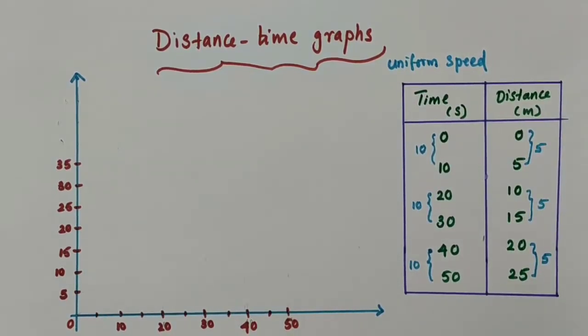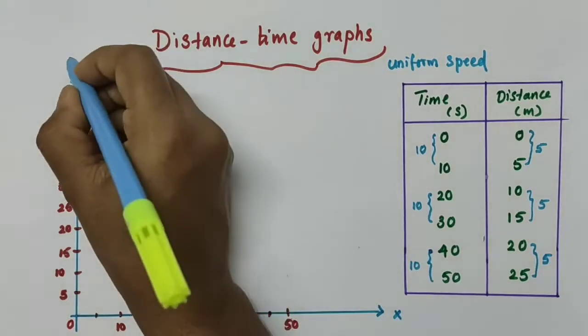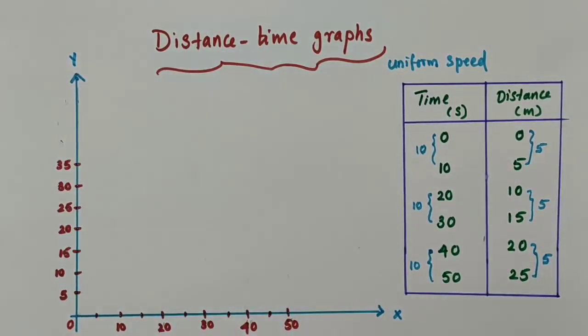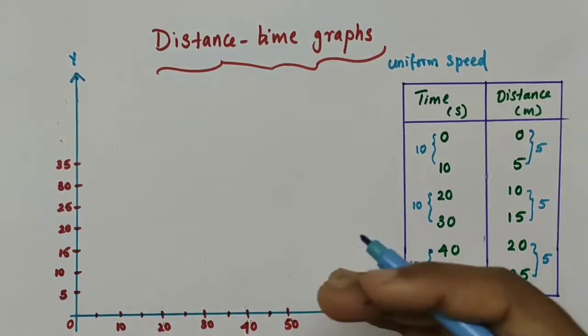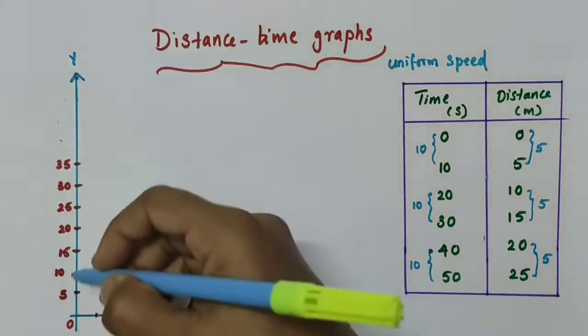Now let us draw the distance time graph using the given details. While we draw the distance time graph, we will take the distance values along the y-axis. You might have studied about x-axis, y-axis, etc. in mathematics. We used to take this axis as the x-axis and we used to take this axis as the y-axis, right? While we draw the distance time graph, we will take the distance values along the y-axis.